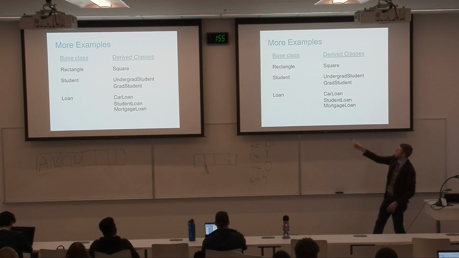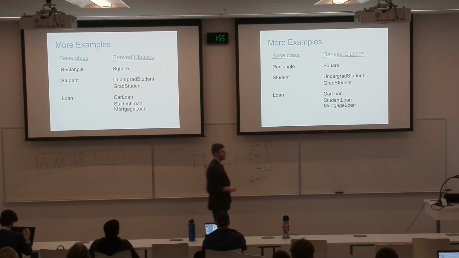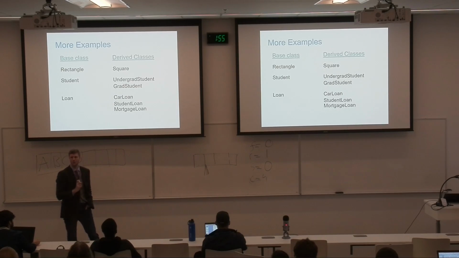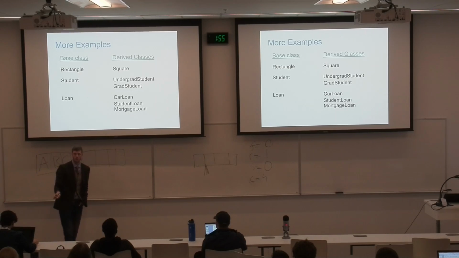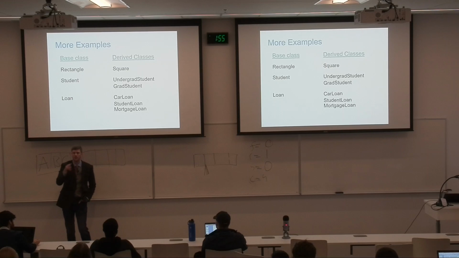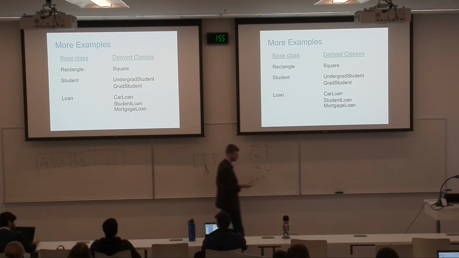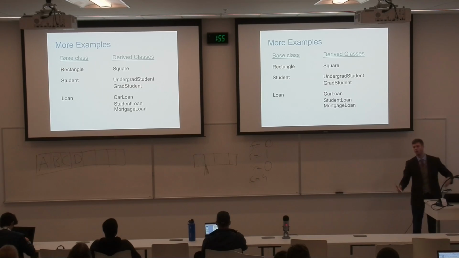So I'll look at a couple more examples. I might have a rectangle and a derived class might be a square. And then I might have a student, and maybe the derived classes could be an undergraduate student or a graduate student. Suppose I got a high school student too. If we're talking about a university student, everyone's going to have a student number. But an undergraduate student and a graduate student will have all the things that make them a student, but maybe some specifics that make them unique, specialized. And then a loan, you can have a car loan, student loan, mortgage, whatever.